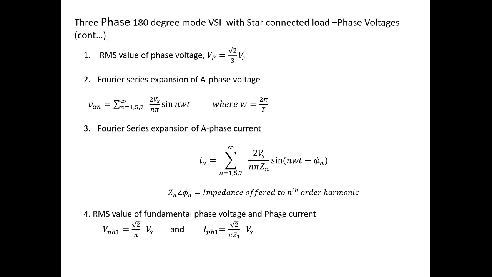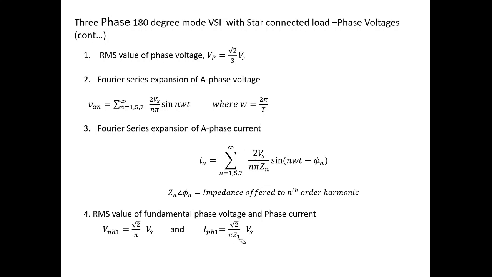Next one, RMS value of fundamental phase voltage and phase current. It is very, very important because after all we want the fundamental component to contribute to the power supply with respect to the load. The remaining harmonics are to be eliminated. So it is important to know the fundamental components. Fundamental phase voltage, we know the peak value is 2 Vs by pi, so divided by root 2 we get the RMS value.